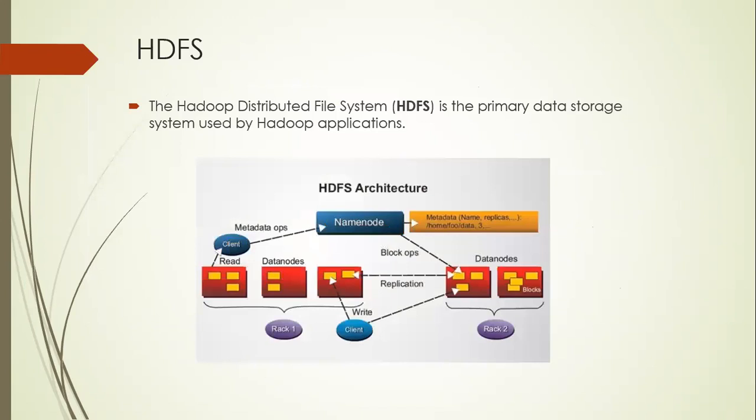HDFS, as I've already told, is the distributed file system and the primary data storage system used by Hadoop applications. It contains a name node, which is kind of like a master node, as I've already explained, and it contains metadata which defines what files are there in what nodes and what replication is there in what data nodes. All this information will be available in the name node. And what job needs to be given to which client is also handled by the name node.